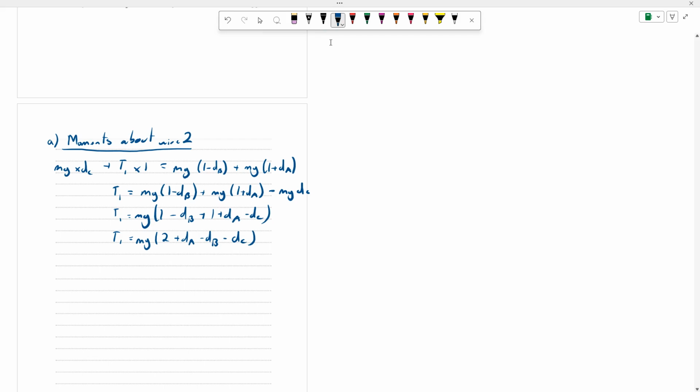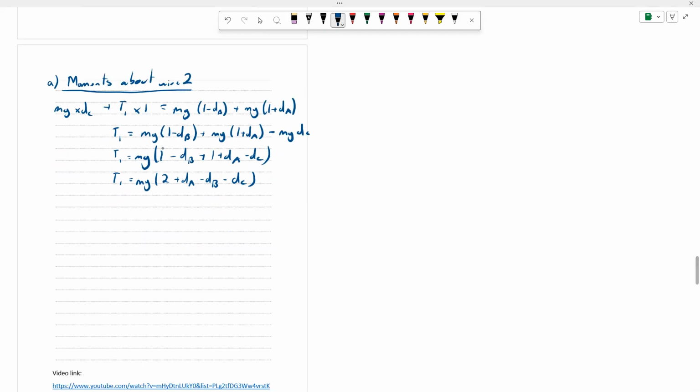Now what they also want me to do is find something for T2. Now I could take moments about wire 1 if I wasn't sure about if I got this correct, but it wasn't shown that, so I can use this. So what I'm going to do instead is resolve vertically, which means I'm going to look at my forces going up and my forces going down. Going up, I've got T1 plus T2. Going down, I've got mg plus mg plus mg.